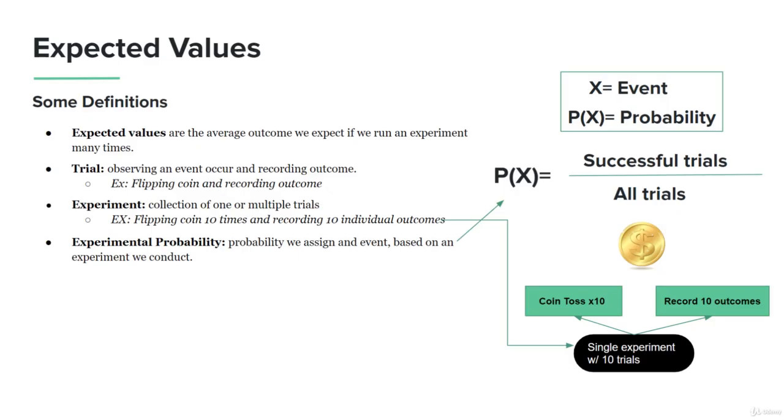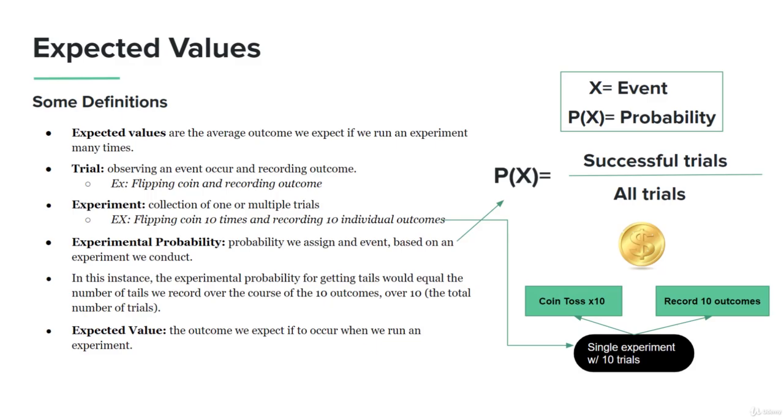And then experimental probability is a probability that we assign to an event based on an experiment that we conduct. That's the actual formula there. In this particular instance, the experimental probability for getting tails would equal the number of tails we record over the course of the 10 outcomes, over 10, the total number of trials, right?